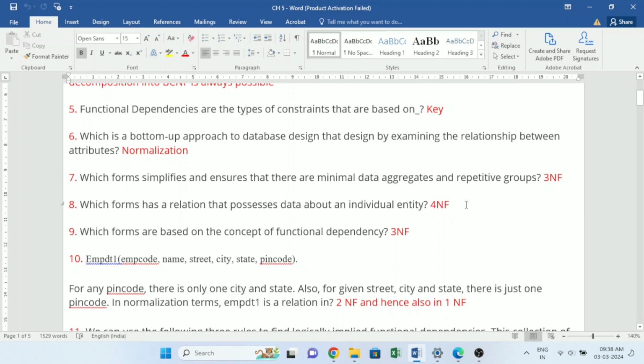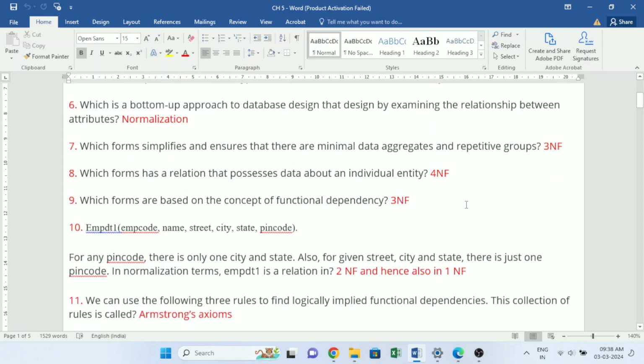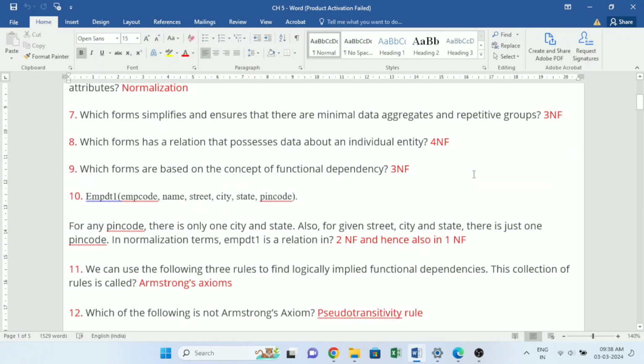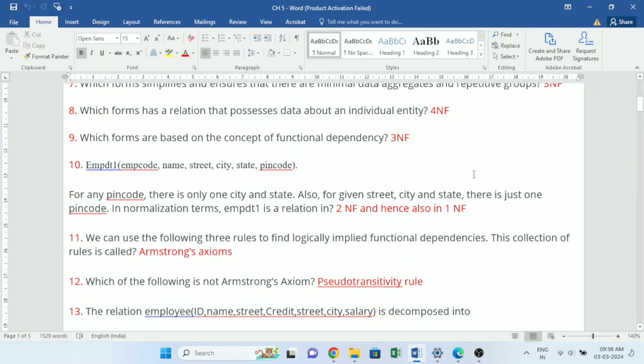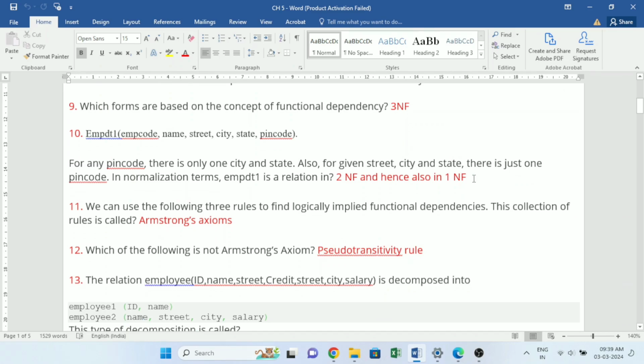3NF. 8. Which forms has a relation that possesses data about an individual entity? 4NF. 9. Which forms are based on the concept of functional dependency? 3NF. 10. EMP1: EMP code, name, street, city, state, PIN code. For any PIN code, there is only one city and state. Also, for given street, city, and state, there is just one PIN code. In normalization terms, EMP1 is a relation in 2NF and hence also in 1NF.